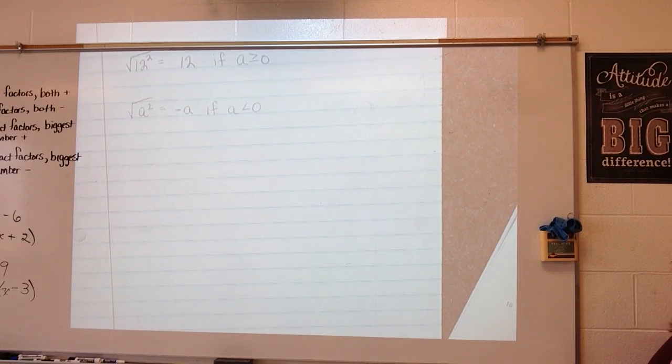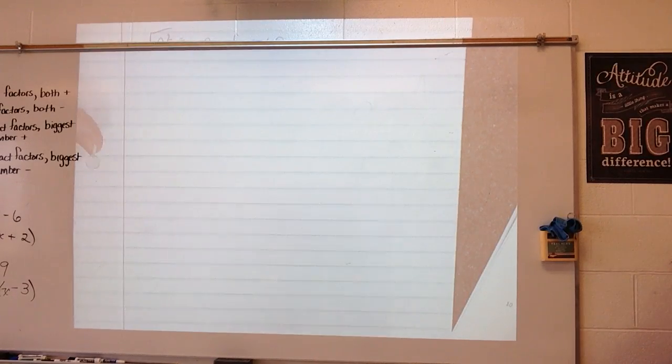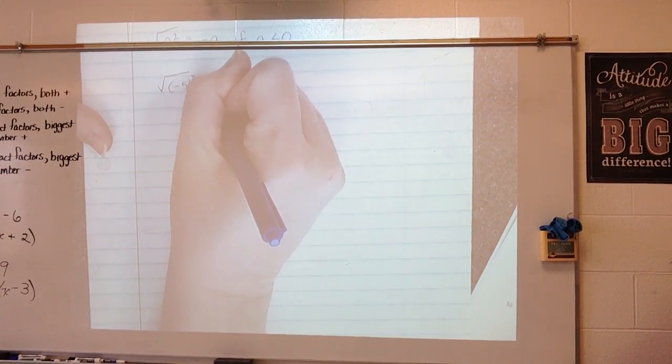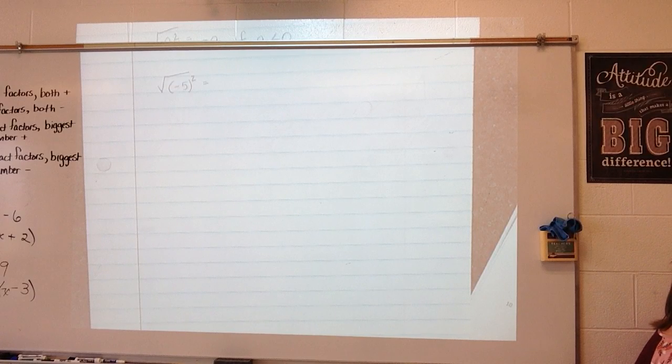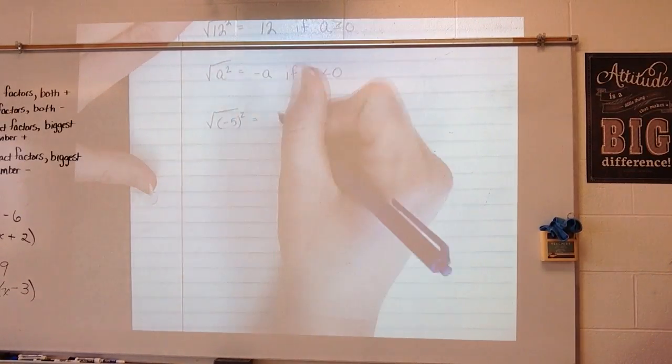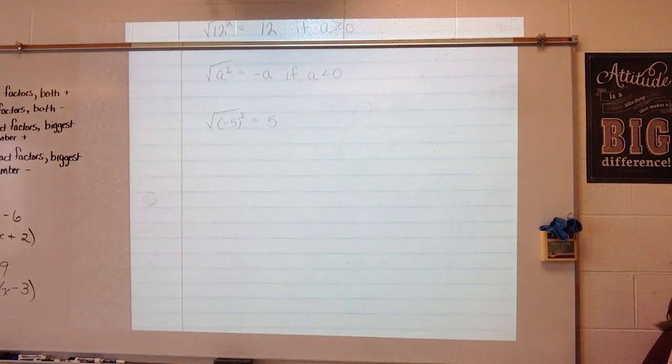Alright, so let's look at this one. The square root of negative 5 squared. Well, negative 5 squared, negative 5 times negative 5 is 25. So, therefore, the answer would be 5.